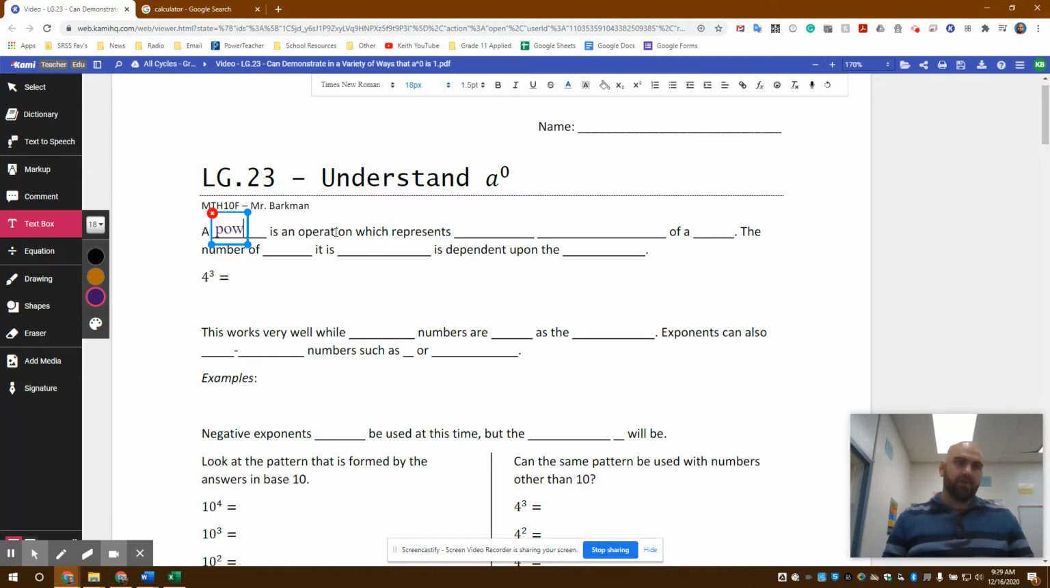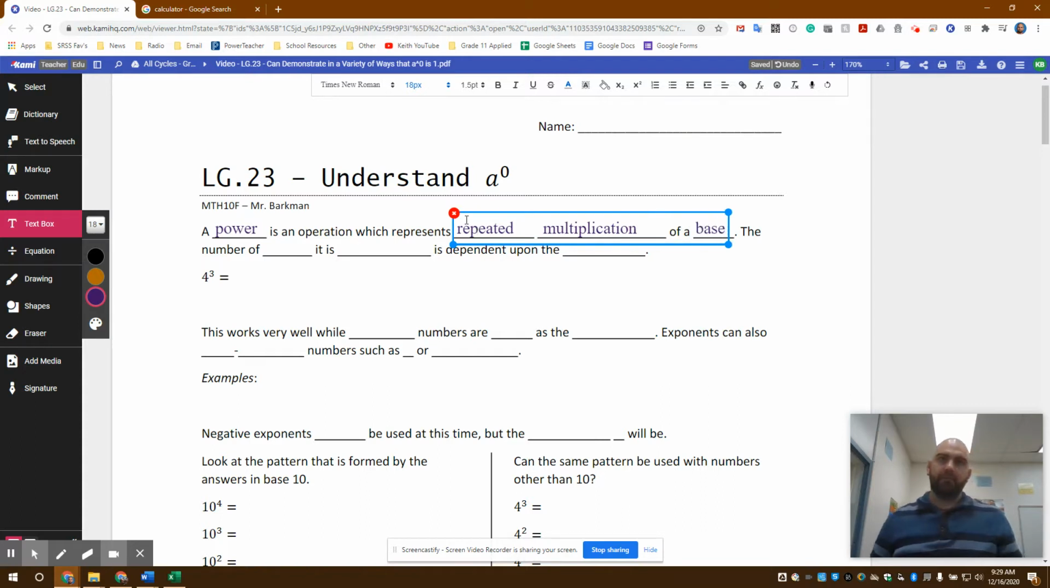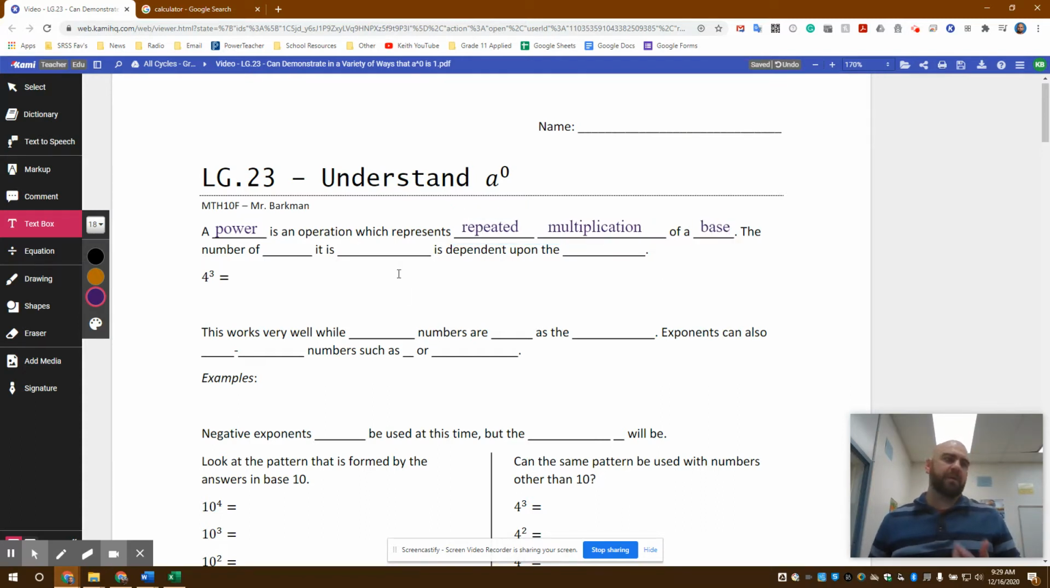First thing that we want to take a look at is that a power is an operation which represents repeated multiplication of a base. And that base can be really any number. It can be positive, it can be negative. The number of times it is multiplied is dependent on the exponent. So if you remember from our previous lesson where we talked about bases and exponents and powers, when we talk about a power, it is repeated multiplication, the number of times that we have in the exponent.